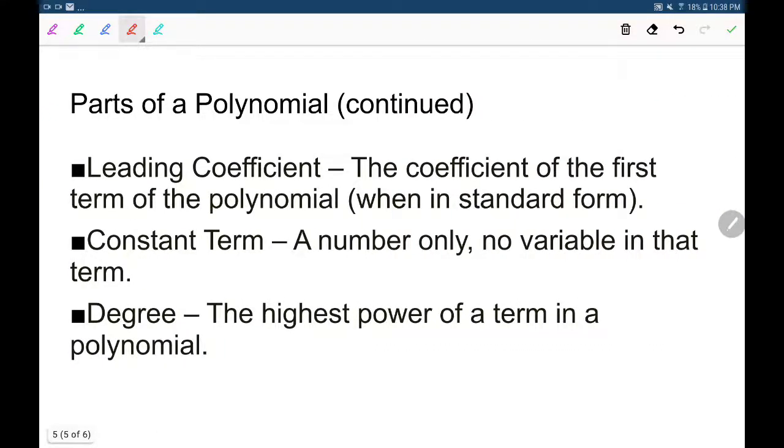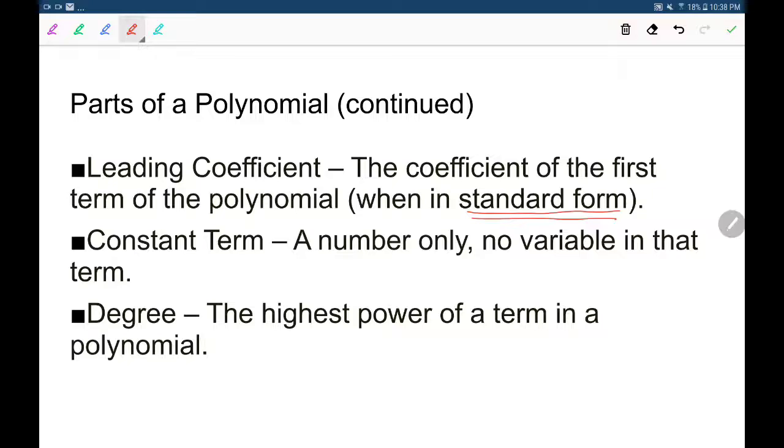So this here is exactly what we just went through. If you want to even screenshot this, that might be a good idea, so that way you have this vocabulary somewhere handy, or you can always come back to it in this video. So leading coefficient, again, is the coefficient or number in front of the first term of the polynomial when in standard form. And we'll talk about what standard form means here in a second.